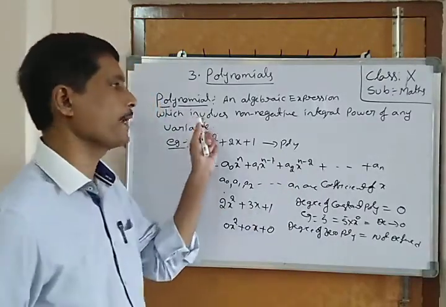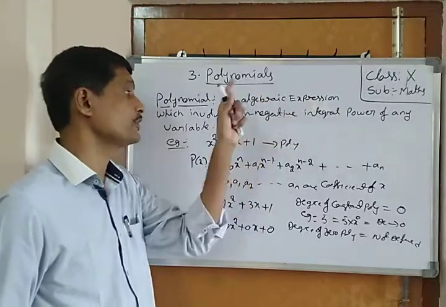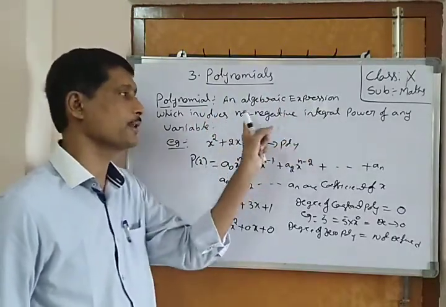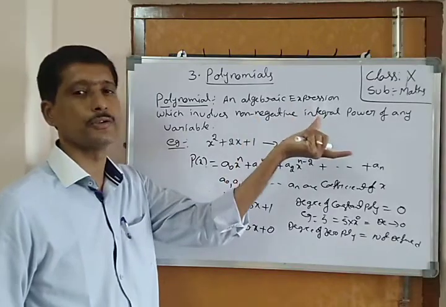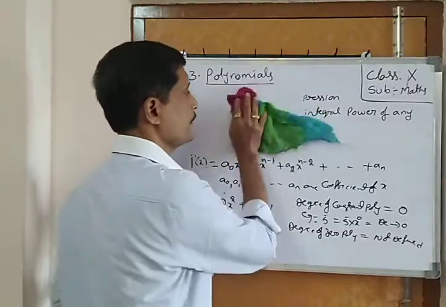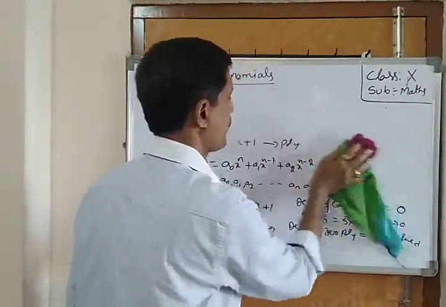What is a polynomial? An algebraic expression which involves non-negative integral powers, meaning no fractions and only non-negative, that is positive, values. Okay, that is the polynomial. Now the first example, 3.1.